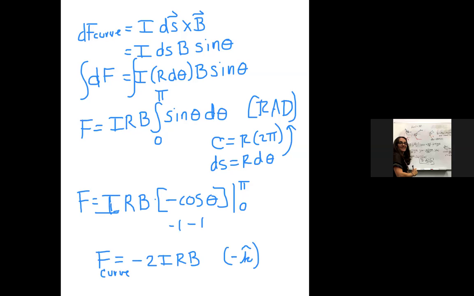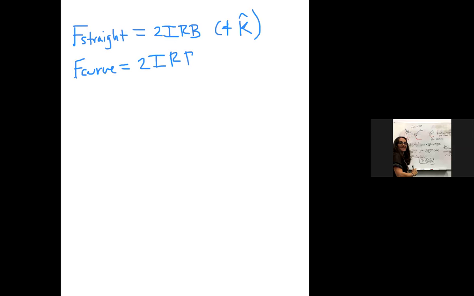So let's look at the net force then. We have everything there. So for the straight, what did we get? We got 2IRB in that positive k hat direction. And for the curve, we got 2IRB in the negative k hat direction. So I have one positive, one negative, and the net force is 0, which is kind of cool.